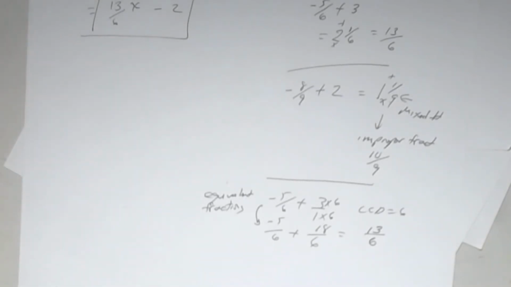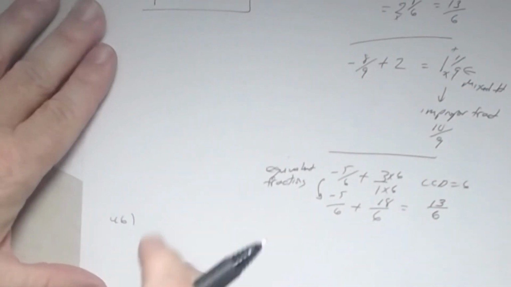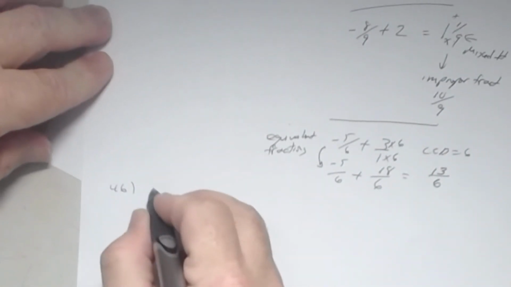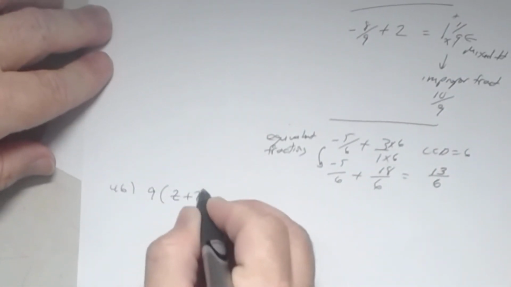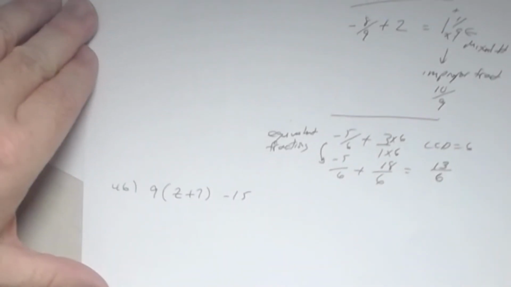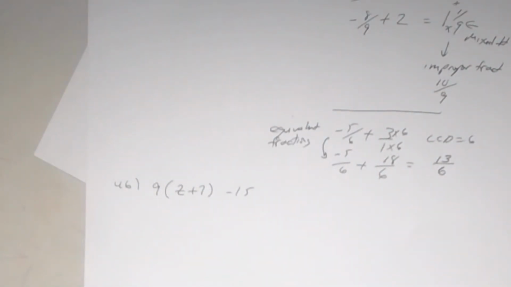All right. Then, remember we talked about the distributive property? Okay, so let's look at number 46. All right, 46. You have 9 times z plus 7, and then minus 15. 9 times z plus 7 minus 15.